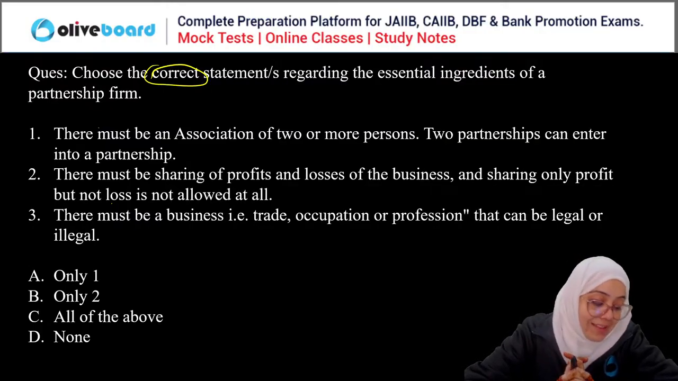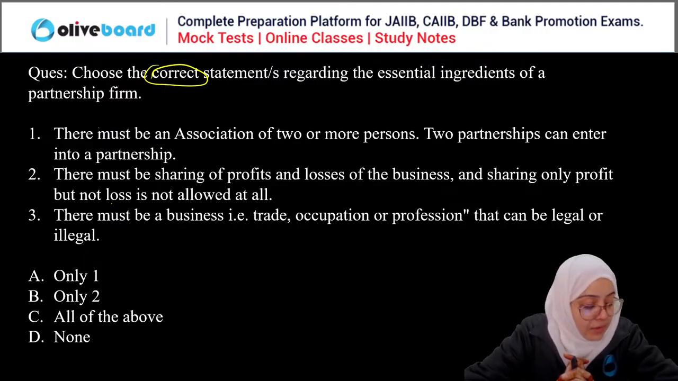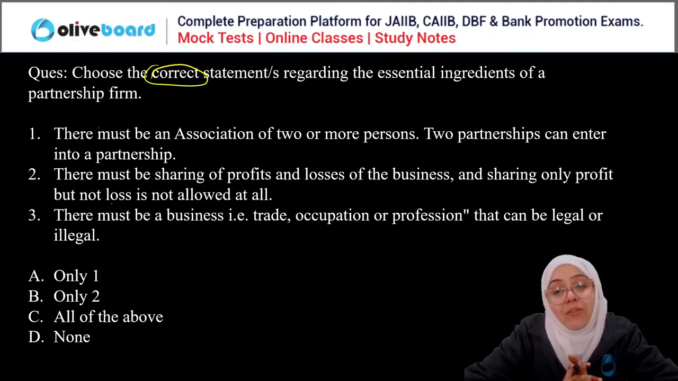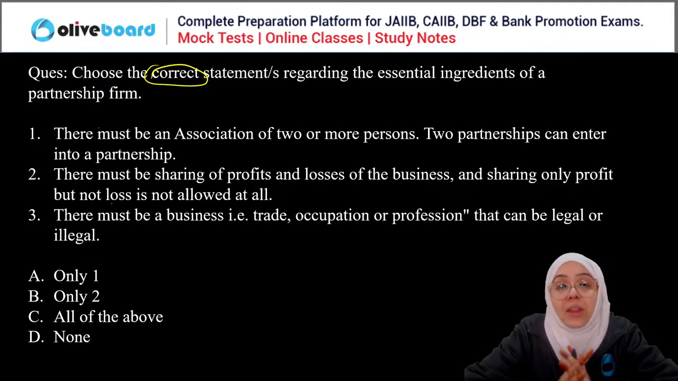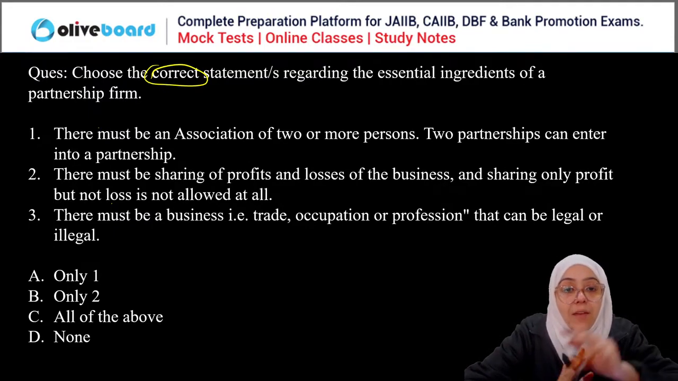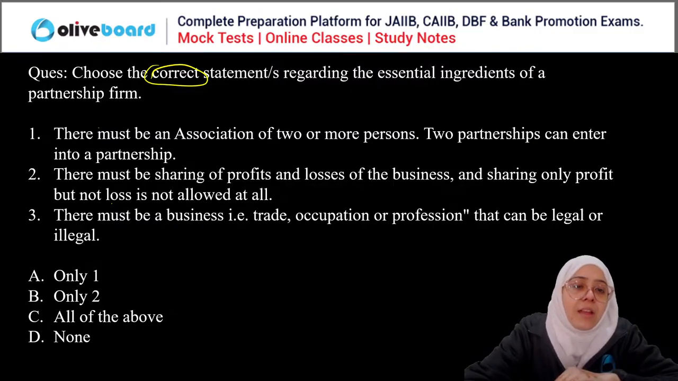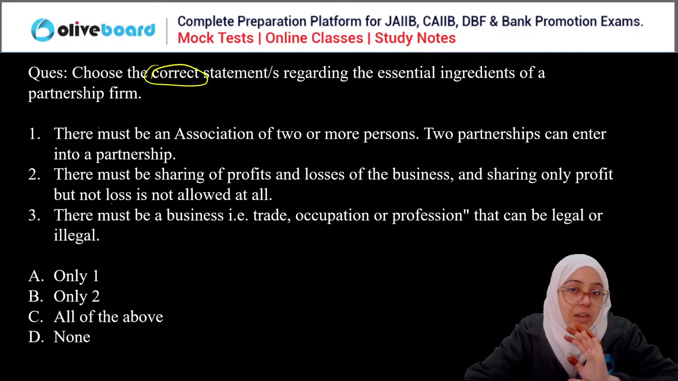Again, Mansi said none of the above. Lakshmi says only one is the correct answer. Kirutika also says only A. Okay. So just read it carefully. If I'm saying read it carefully, it means there is something fishy in each and every point, and that's why I'm saying it again and again.